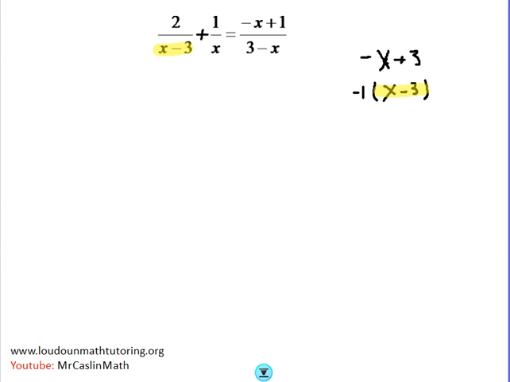What you could also do is, up here in the numerator, we could factor out a negative 1 and get, not negative x, of course, that would be a positive x minus 1. Down here in the denominator, we said we had negative 1 times x minus 3. Notice the numerator and denominator now have this common factor of negative 1. Negative 1 divided by negative 1 is 1, so that's why we can just cancel these out.